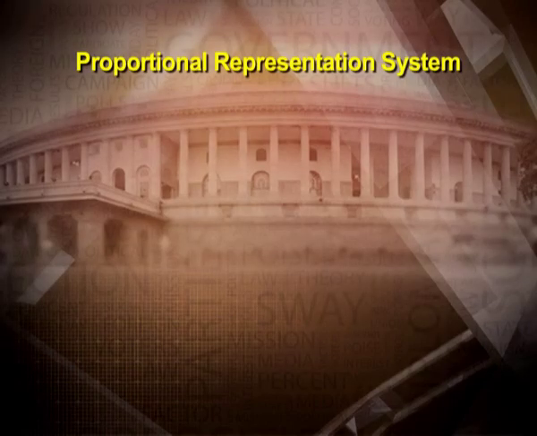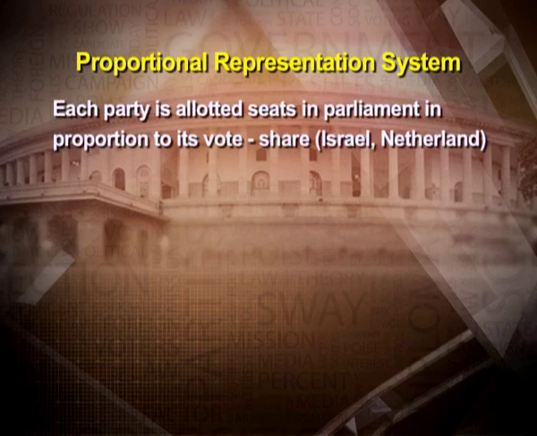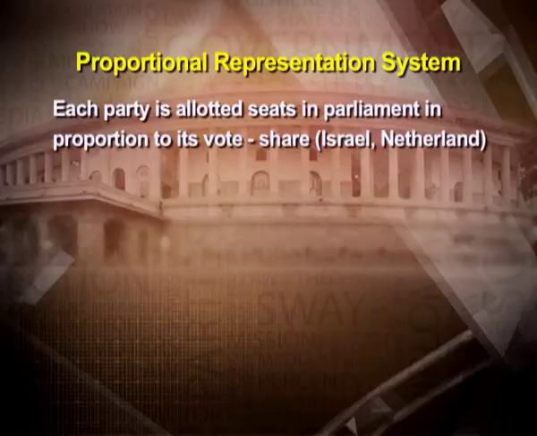If we regard this as an anomaly, there was an attempt to remove that anomaly. Certain countries follow what is known as the proportional representation system. What exactly is this system? This system means that every party is allotted seats in parliament in proportion to its vote share. Vote share means the percentage of votes that it has got. For example, Israel, for example, Netherlands.